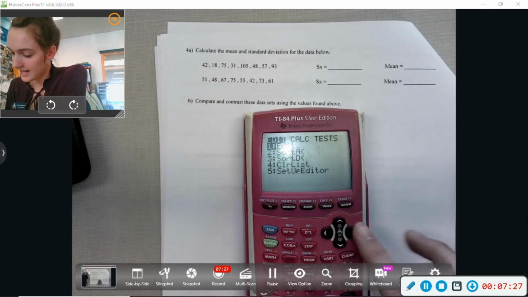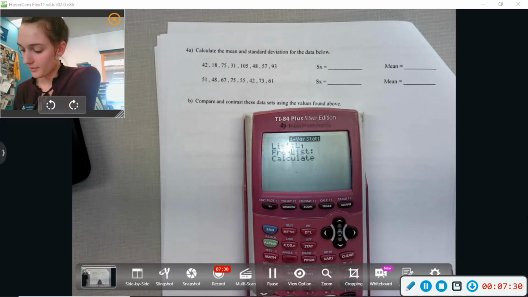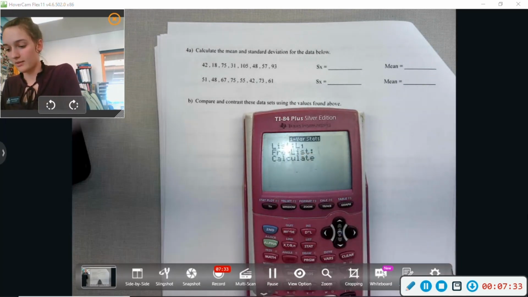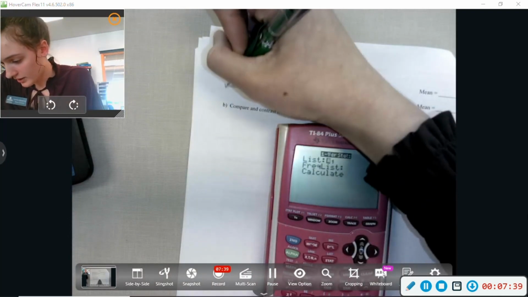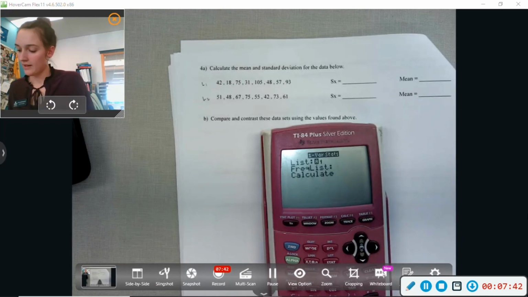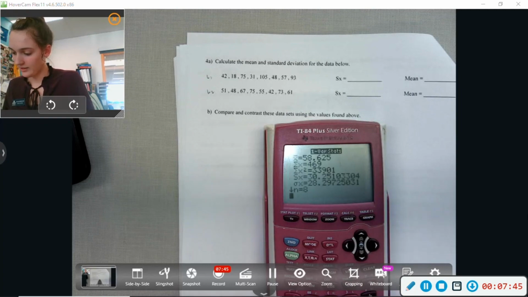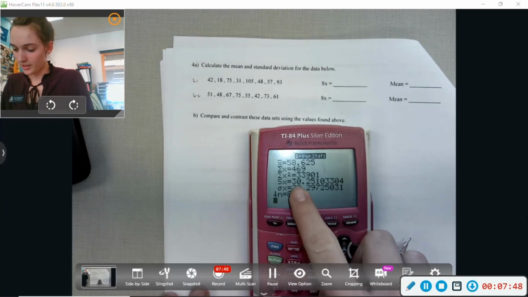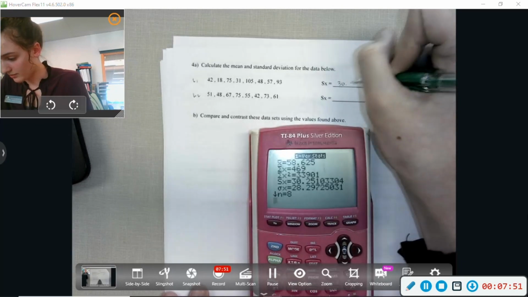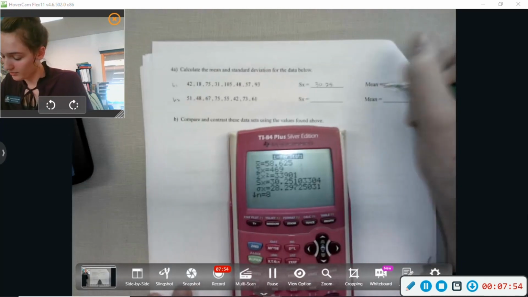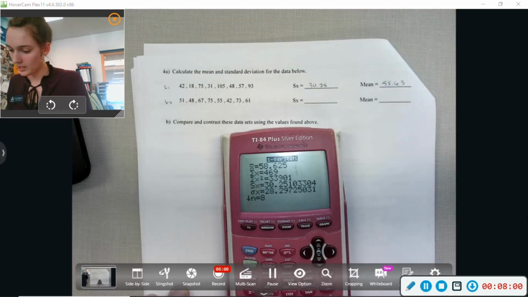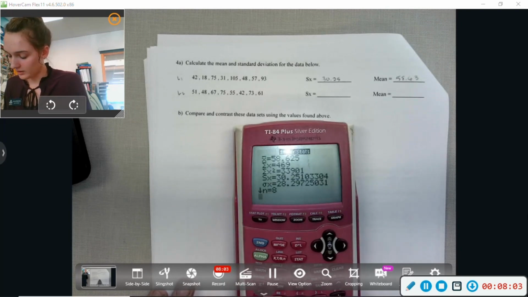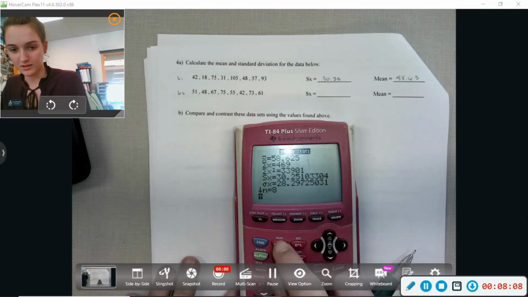So now I'm going to go to stat, calc, one variable statistics. Right now it's listed as L1, so that means it's going to do this one first, because this one was my L1 and this was L2. So if I go ahead and do that, I find out that my standard deviation is going to be 30.25 and my mean is going to be 58.63. Now if you hit second and then mode, right above it where it says quit.